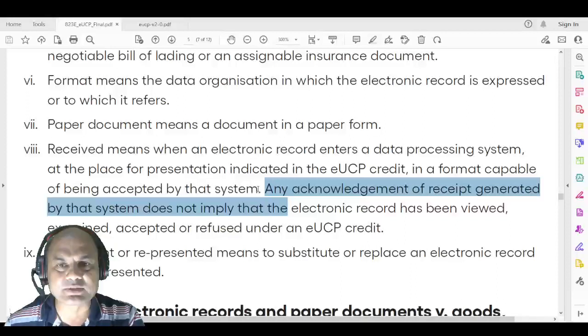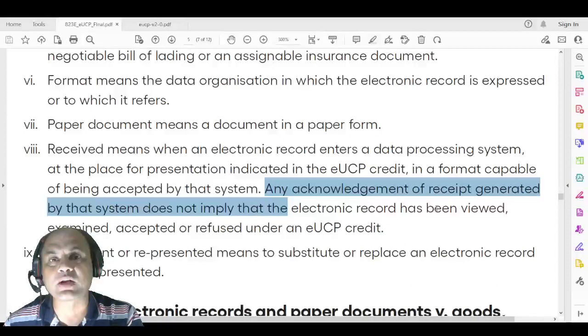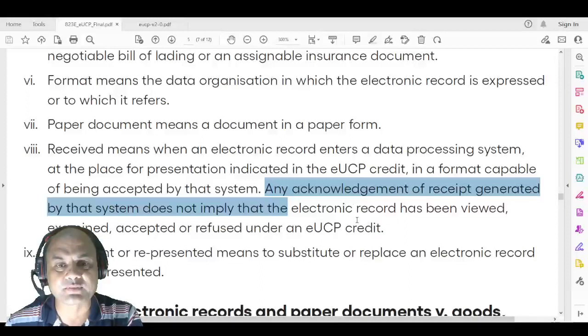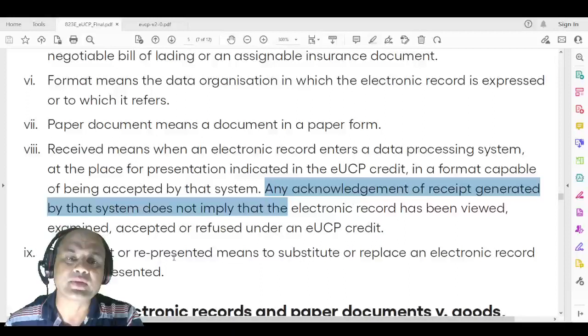So this sentence means any acknowledgement of the receipt generated by the system does not imply that the electronic record has been viewed. I have just received it. I have not checked it. I have not examined it. I have not viewed it. I have not accepted it. I have not refused it. Okay, so that's the meaning.